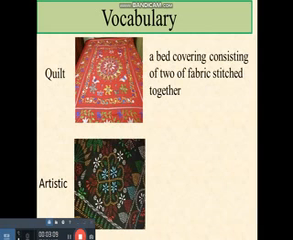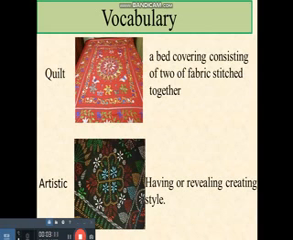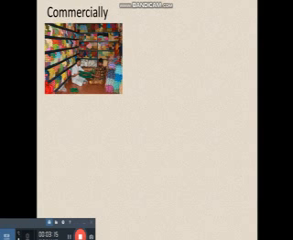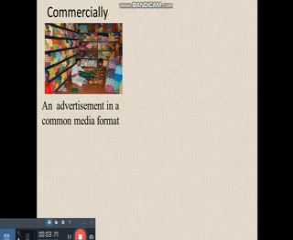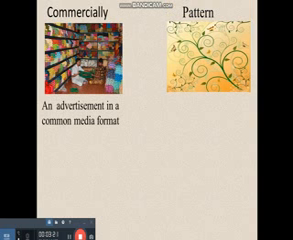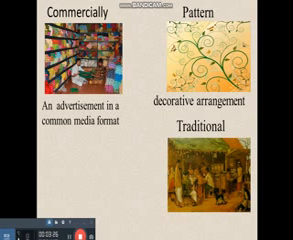Okay, artistic. What is artistic? It is having or revealing creative style. Commercial means an advertisement in a common media format. Pattern means naksha, I mean decorative arrangement. Traditional means things attached to the old customs. It's our things of custom in our locality, in our environment, in our country, in our community.